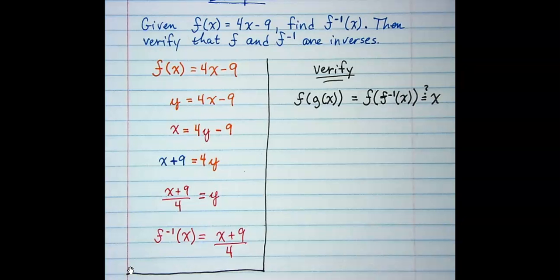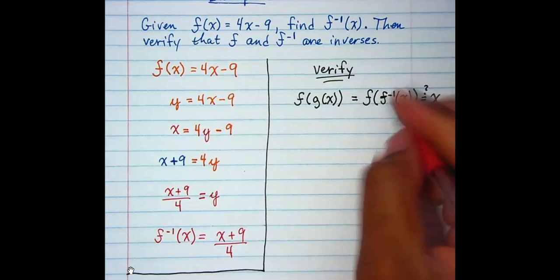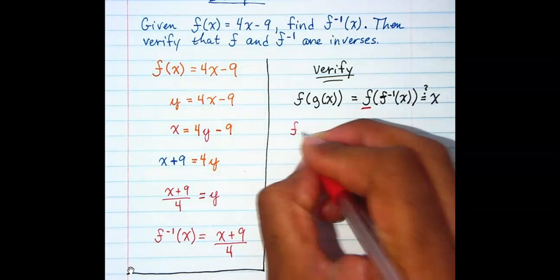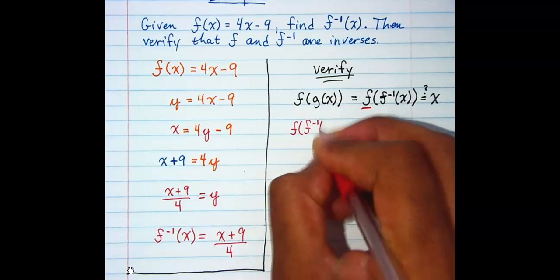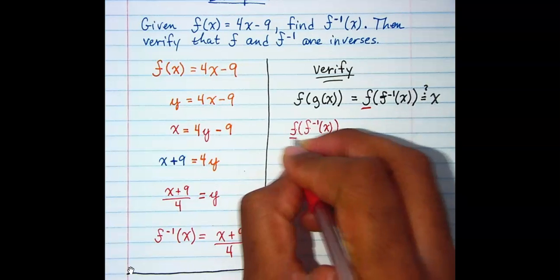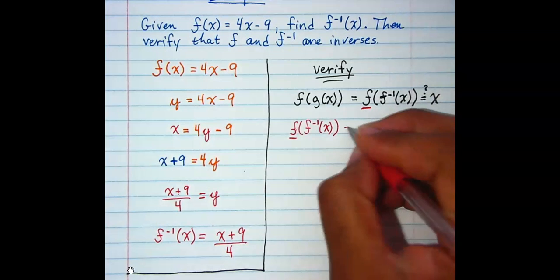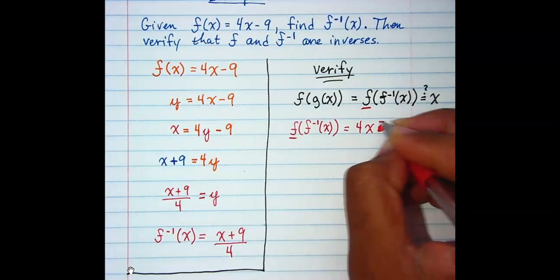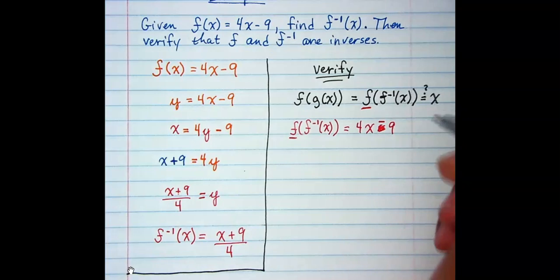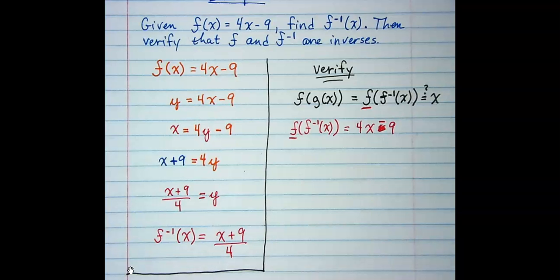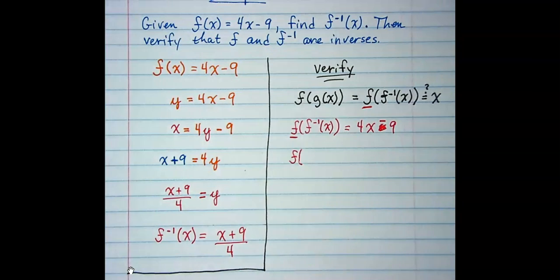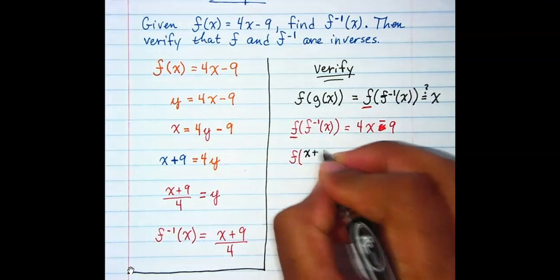So here, just like we did before, we write the outside function down first. Let me rewrite it so I have space. Our outside function is 4x minus 9. Now our inverse function is what we just found, that's x plus 9 over 4.